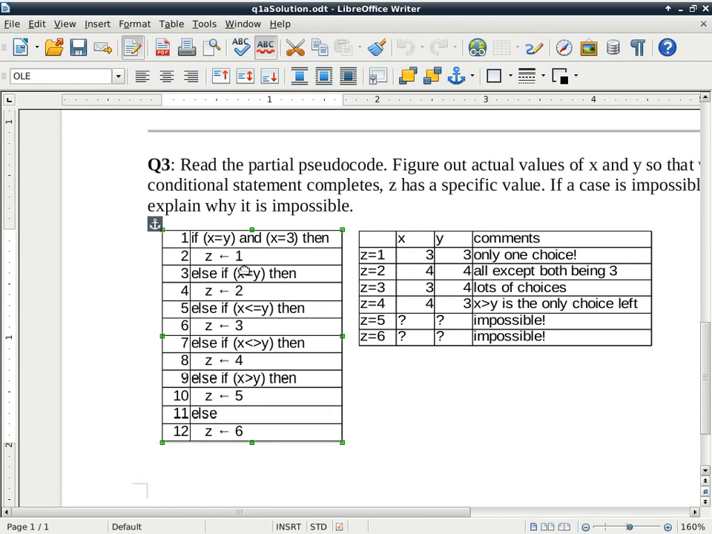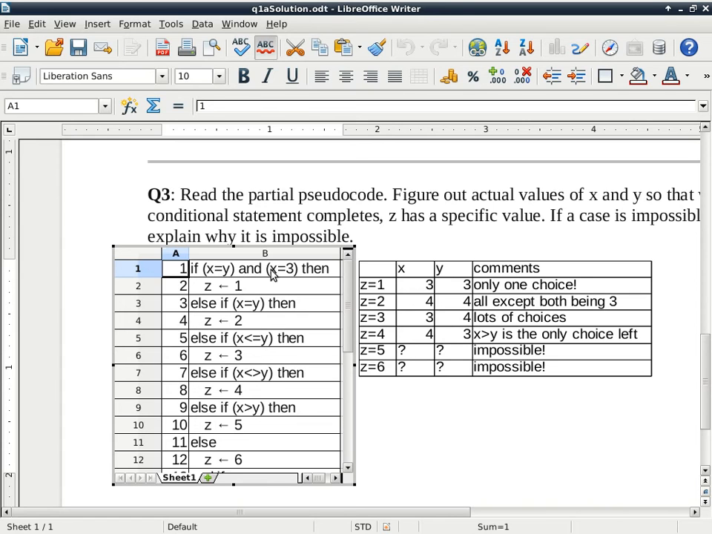Now, if I were to make this really tricky, well, I wouldn't say really tricky, but kind of trickier than what it is, I can do something like this. Okay, so instead of using this, I can do something like that. That will make line 2 impossible. Z equals 1 becomes impossible right off the bat, right? But it doesn't change the other ones.